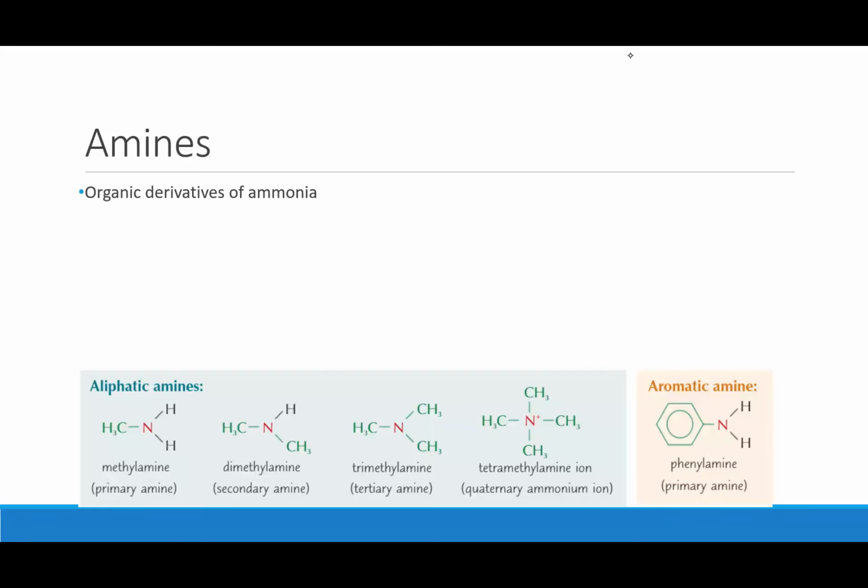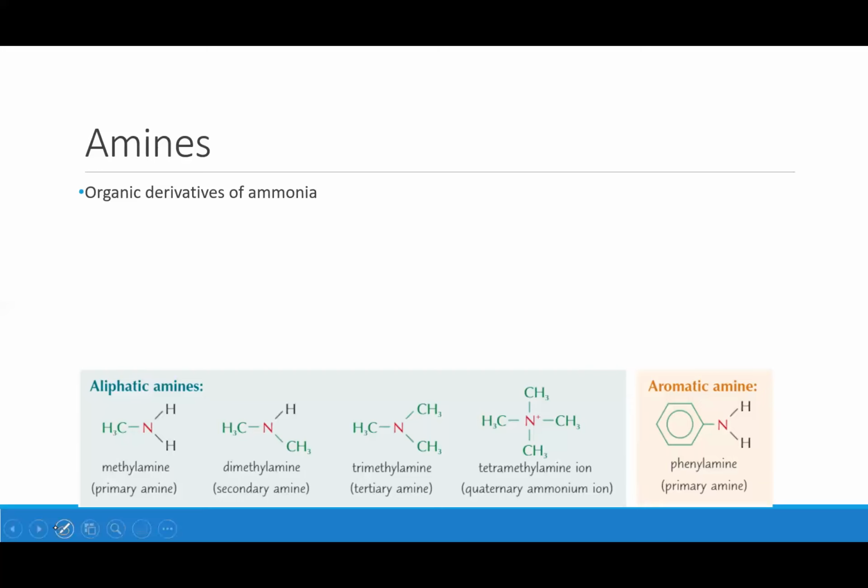So amines. Amines are an organic derivative of ammonia. If one or more of the hydrogens in ammonia is replaced with an organic group, you get an amine. If one hydrogen is replaced with an organic group, you get a primary amine. If two are replaced, you get a secondary amine. And if three are replaced, you get a tertiary amine. The lone pair of electrons on the nitrogen atom in a tertiary amine can also bond with a fourth organic group, and this gives you a quaternary ammonium ion.